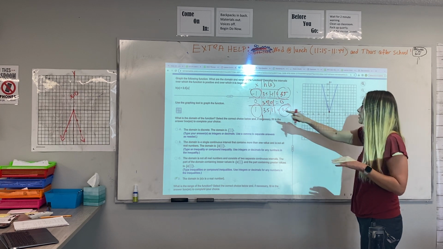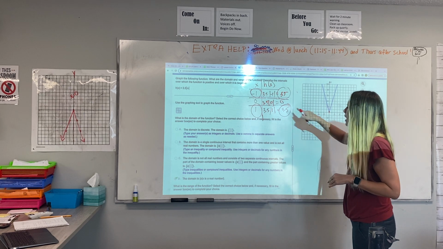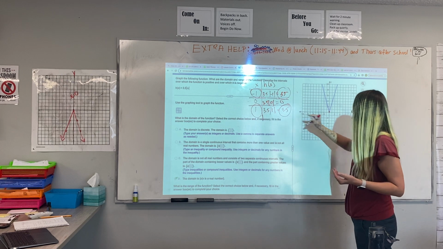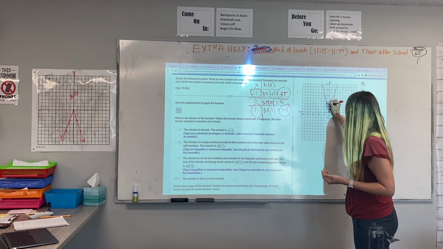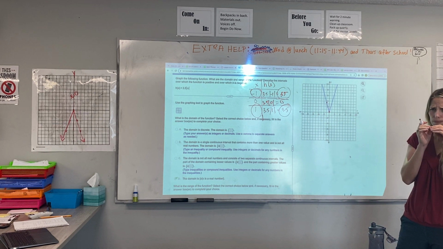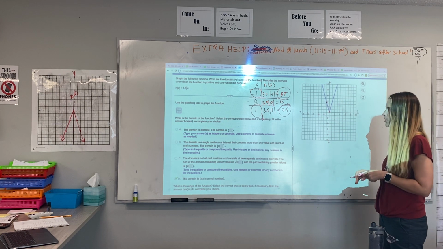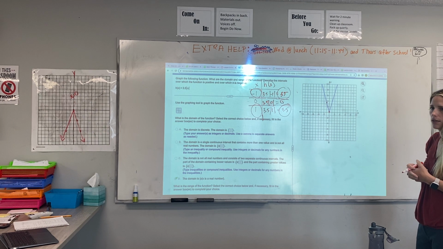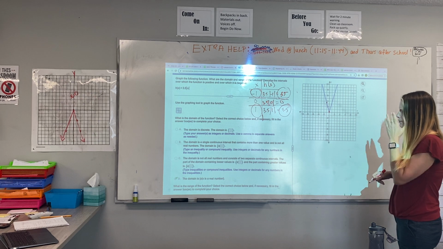So plot your vertex first, which is 0, 0. Then you can either do -1, 3.5 or 1, 3.5. So -1, 3.5 would be about here. It does allow you to graph halfway. You might want to zoom in on your graph to make sure that you can see those halfway points. Yeah, that looks great. Check your answer and make sure it's right.